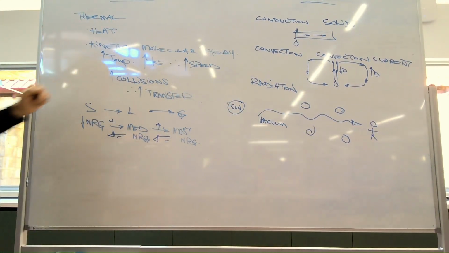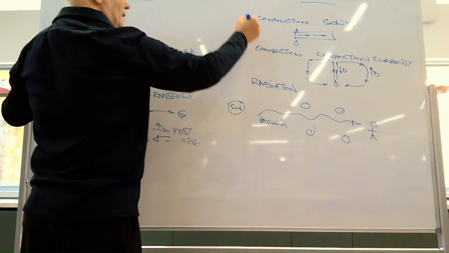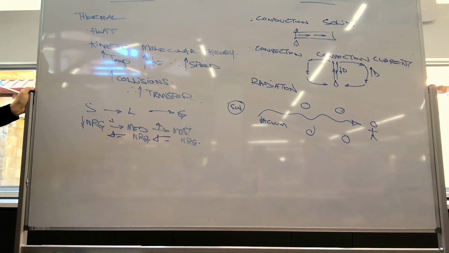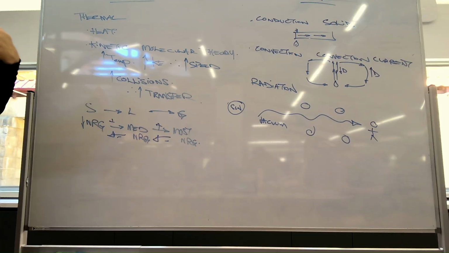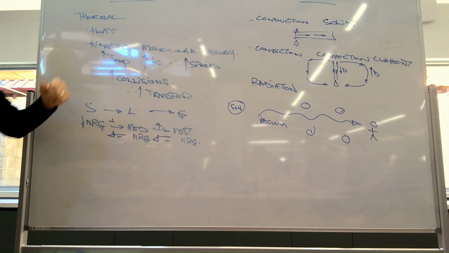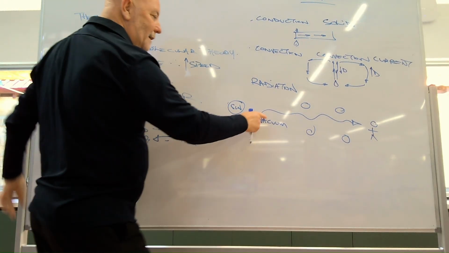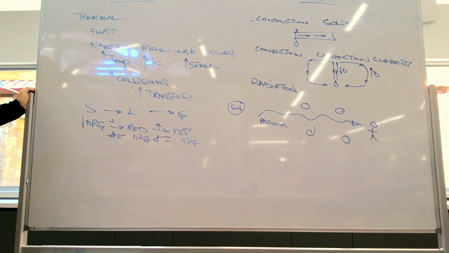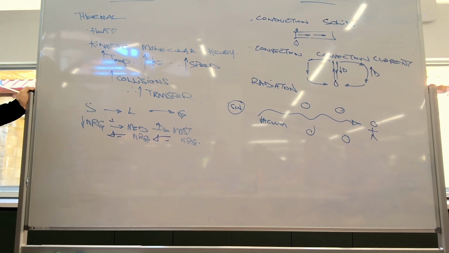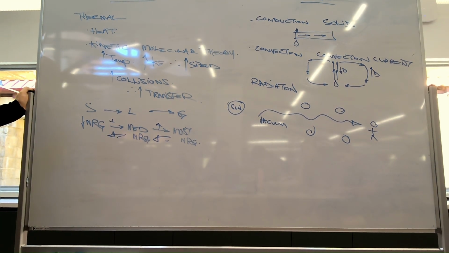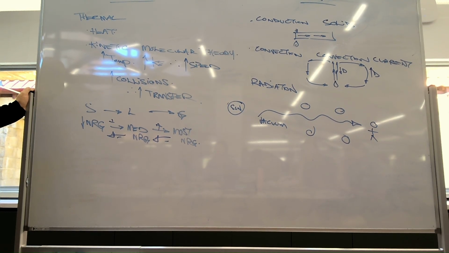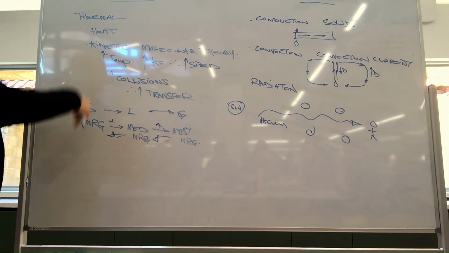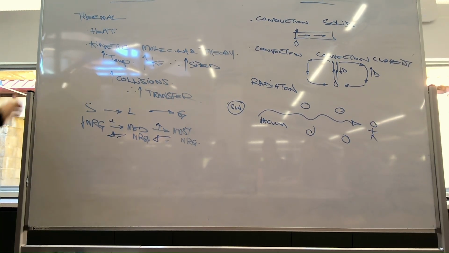Mechanical means it needs particles to travel. So conduction and convection are mechanical. They need particles to travel. They need to collide with each other to pass the energy on. Whereas radiation can move between the particles. It doesn't need particles to travel. It's not mechanical. It goes between the particles of anything. Okay? Right, so they're the three ways that you need to know that heat travels.